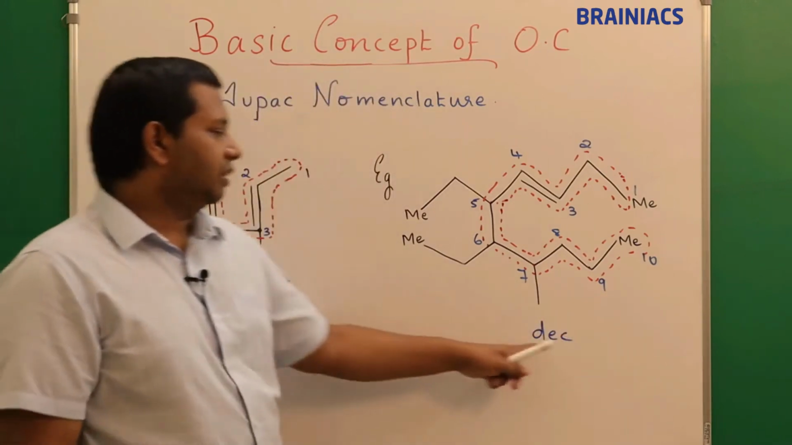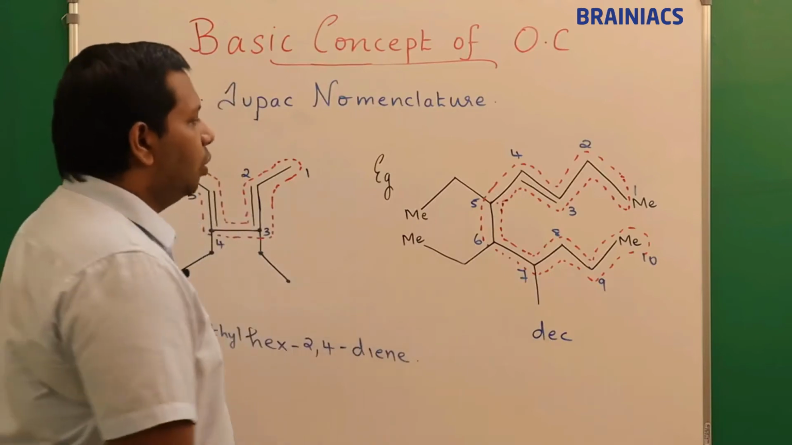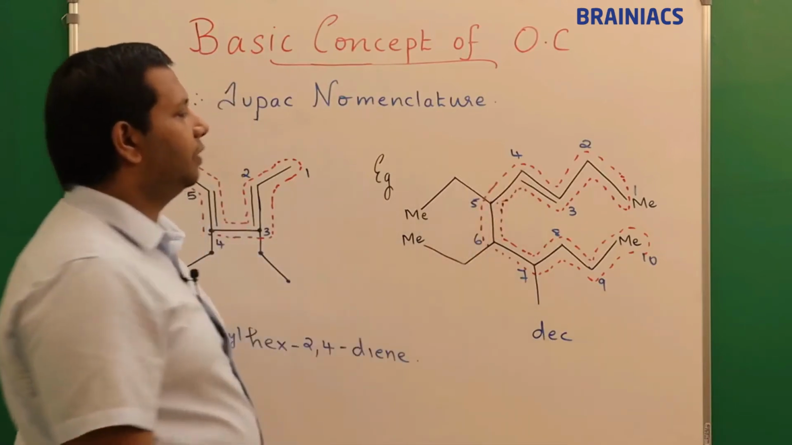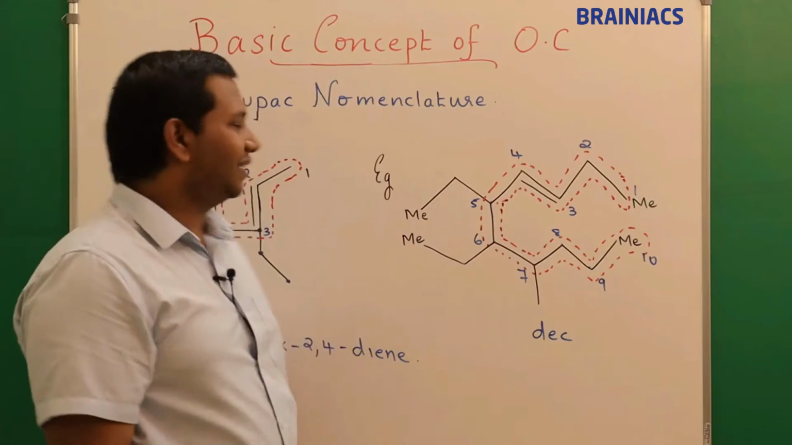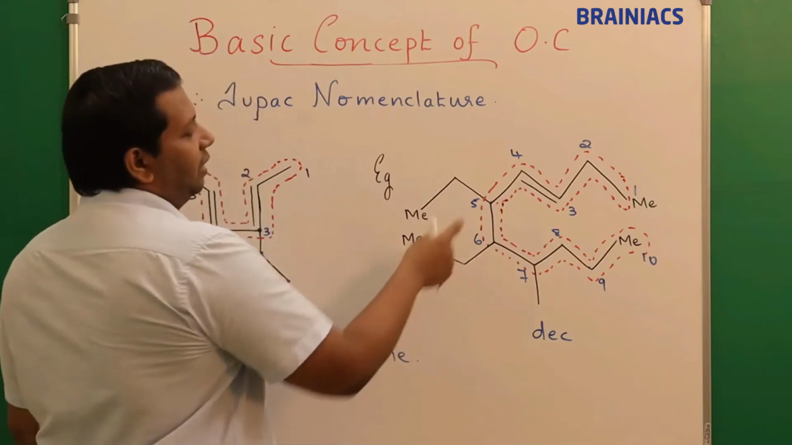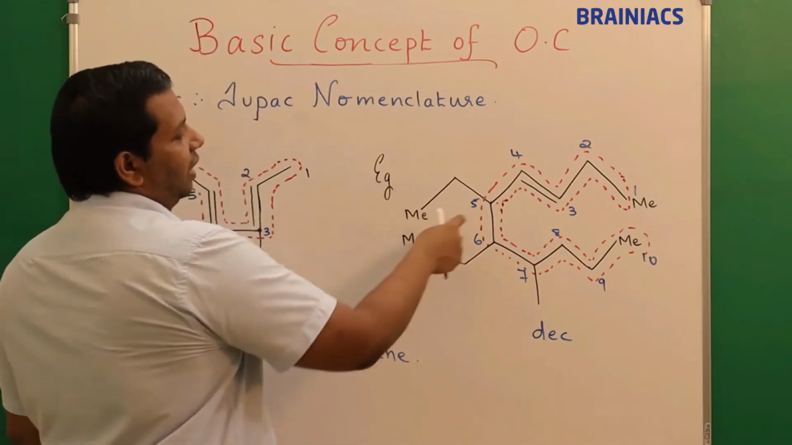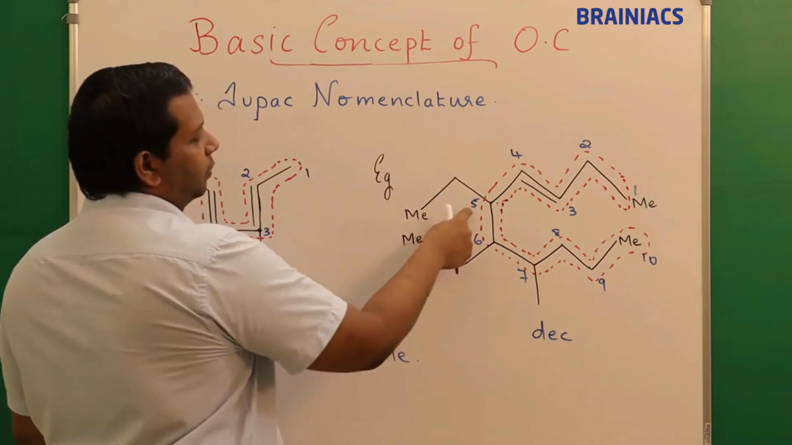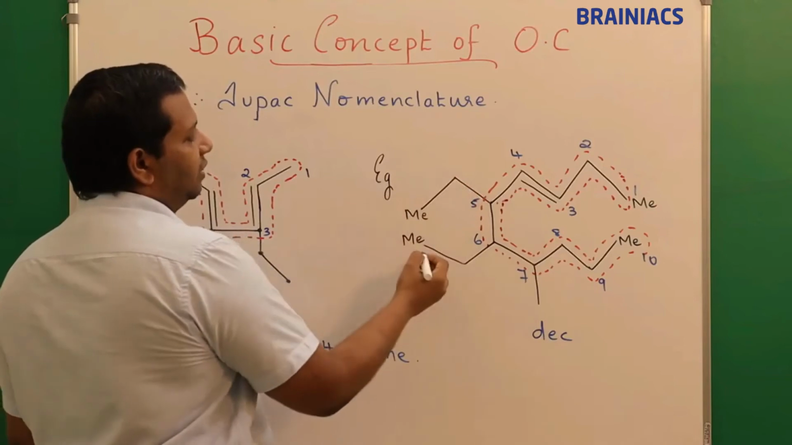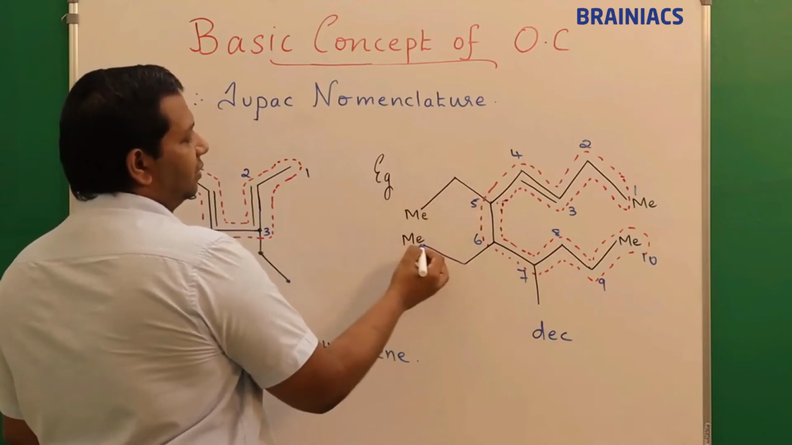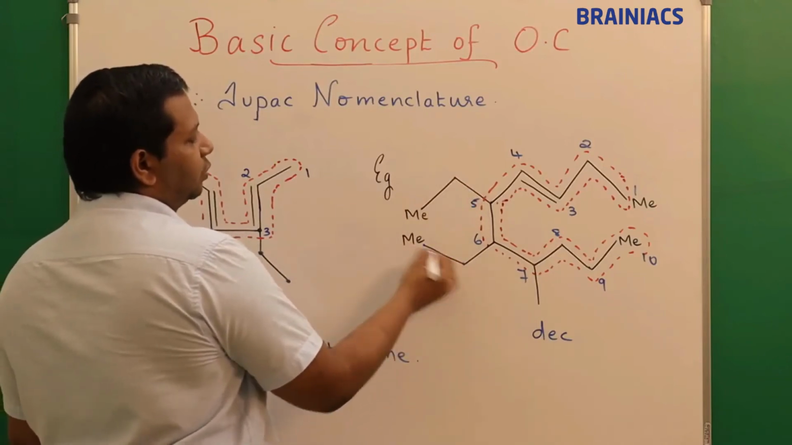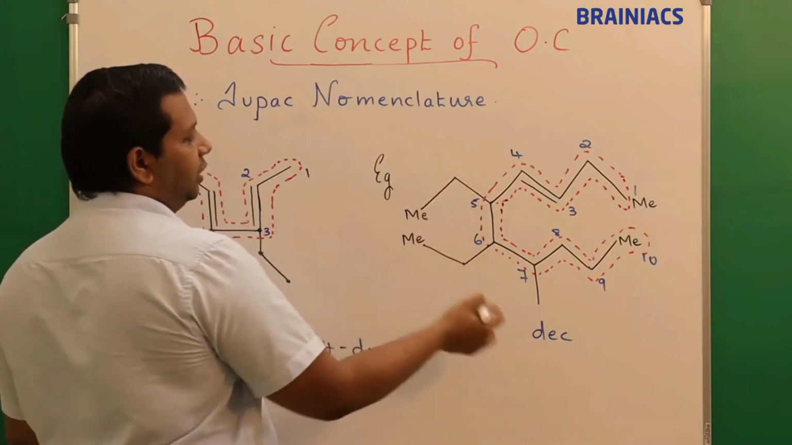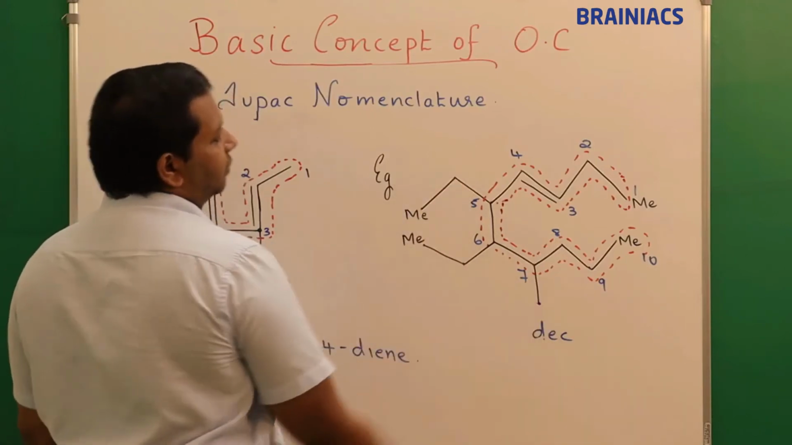10 carbon atoms means dec. Now there is no primary prefix because it's not a cyclo compound. Now the secondary prefix is there. There are substituents at the 5th, 6th and 7th positions. At the 5th position you can see 2 carbon atoms, so it is ethyl. This is methyl, this is CH3, and this is CH2. This is also ethyl, so 2 ethyl and 1 methyl are present.